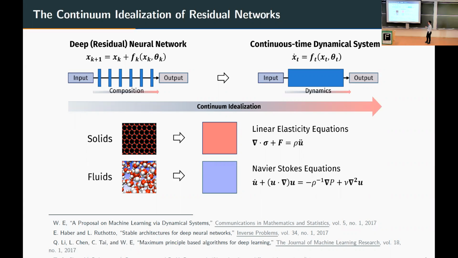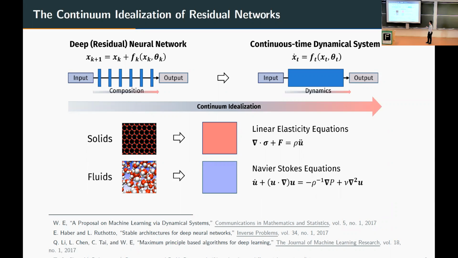So we can do the same thing and take a deep neural network here. This time it's a residual neural network. So this F is simply the kth layer nonlinear function, and theta k is the weights at each layer, right? So we can idealize it by treating the layer index as a time index, and this will become a continuous forced dynamical system, or you can think of it as a control system, where theta t is now a control.